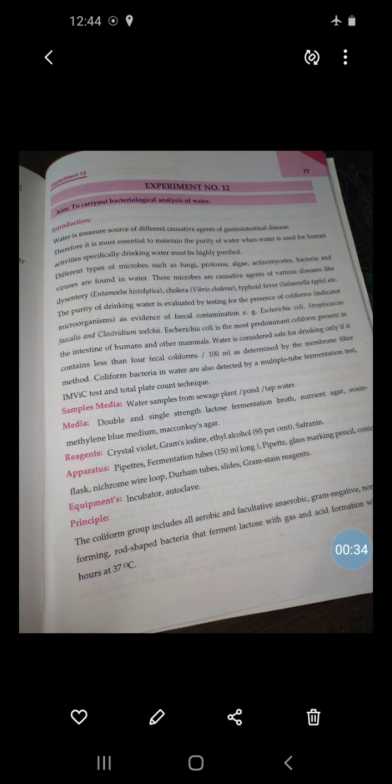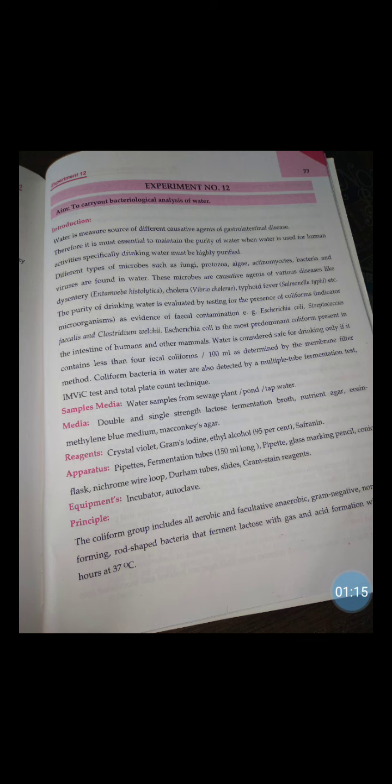So, the aim of today's practical is to carry out bacteriological analysis of water. First, we will see the introduction about this practical. Water is the major source of different causative agents of gastrointestinal diseases. Therefore, it is essential to maintain the purity of water. What is the necessity of maintaining the purity of water? Because it is the major source of different causative agents of gastrointestinal diseases. When water is used for human activity, especially drinking water, it should be highly purified.